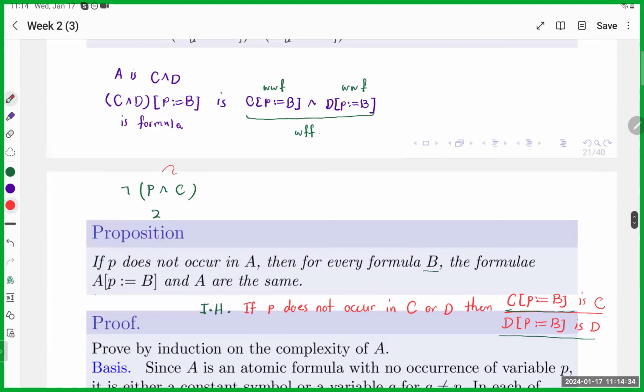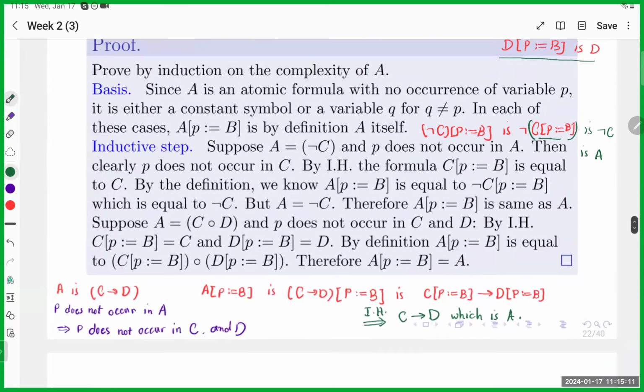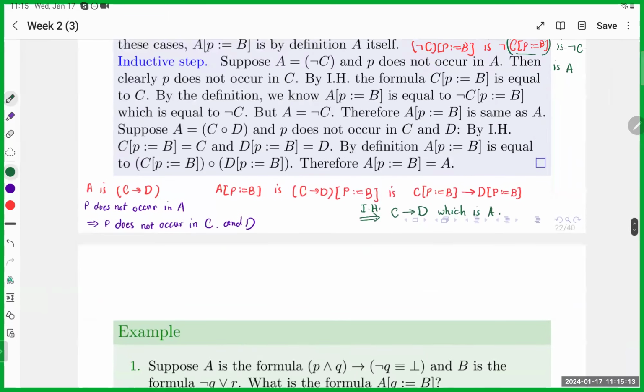So now let's say this is your A. A is the negation of C, and this is your C. Now what's the complexity of C? C is P and Q. It's just one, right? So you add a complexity by adding a negation. All right, any questions? Any other questions?